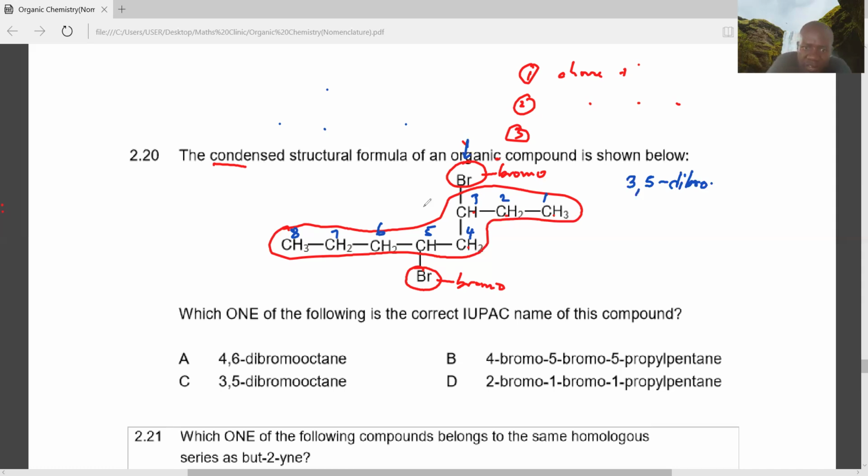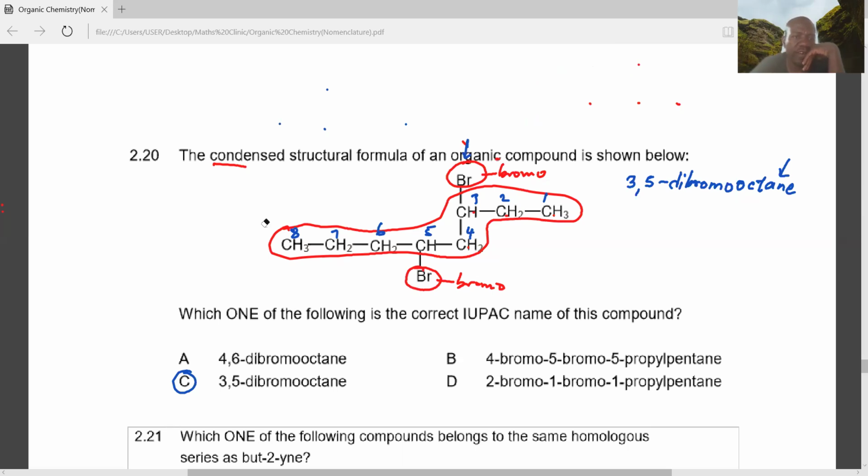3,5-dibromo. What is our parent carbon? The parent carbon is 8 carbons, which is just octane, because oct means 8. Why ane? Because for a haloalkane the name must end with ane. So what is the answer here? The answer is C. 3,5-dibromooctane. I believe you guys are following.